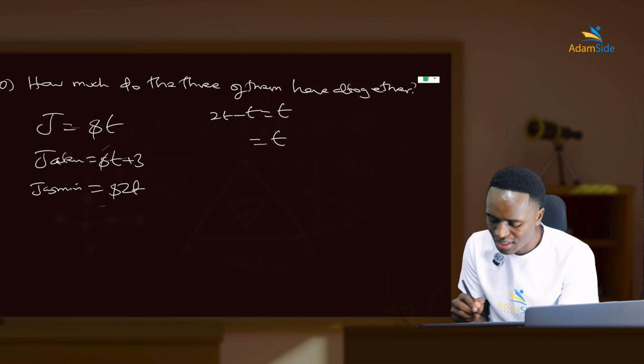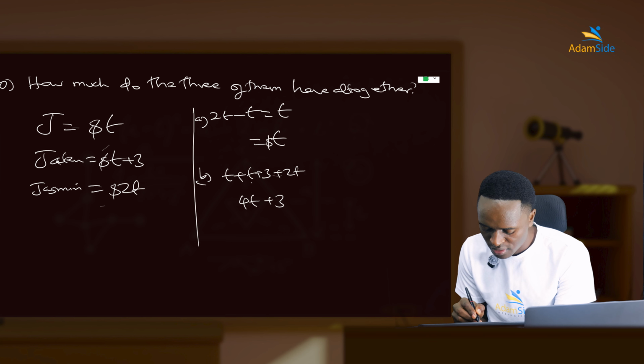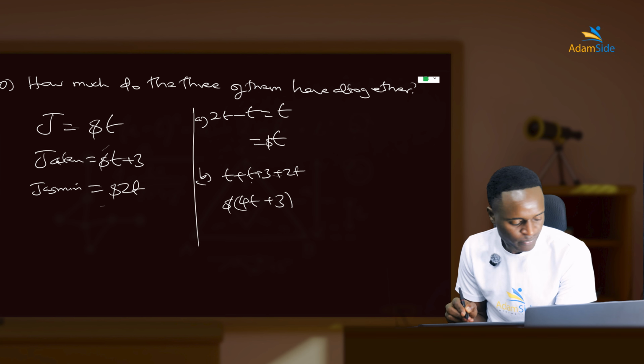How much do the three of them have all together? You add how much they have all together. So it's T plus T plus 3 plus 2T. Because they're like terms, you collect them. T plus T is 2T, plus 2T, you get 4T plus 3. Both of them are dollars. Correct. You get your answer as that.